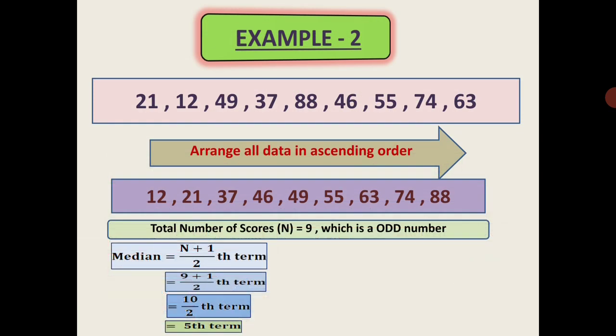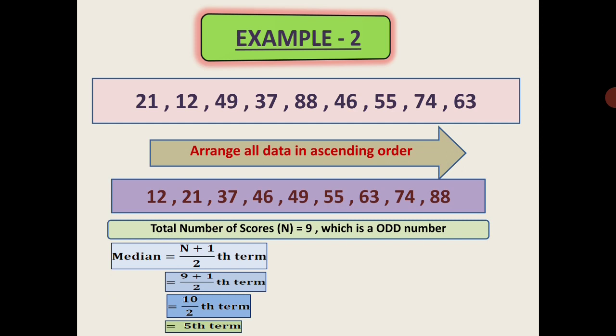Now see our second example: 21, 12, 49, 37, 88, 46, 55, 74 and 63. Here also we have to arrange the data in ascending order. Then we get 12, 21, 37, 46, 49, 55, 63, 74 and 88.